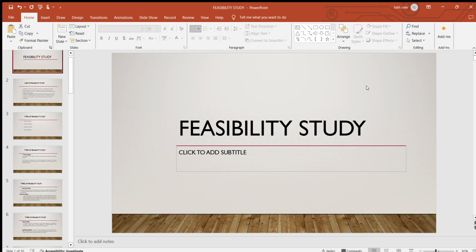So maybe just to define what it is, when you talk about feasibility study, it is a preliminary investigation which is used to determine the viability of a proposed project. So in the context of system analysis and design, feasibility study assesses whether a new system or significant changes to an existing system are practical and feasible and even beneficial.